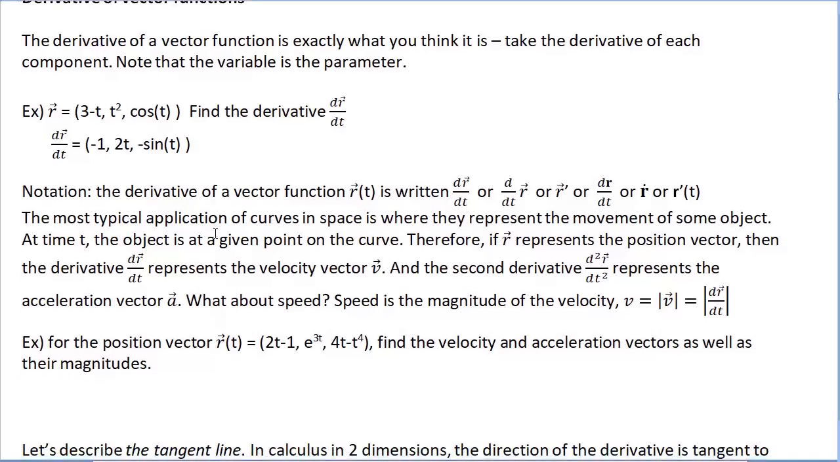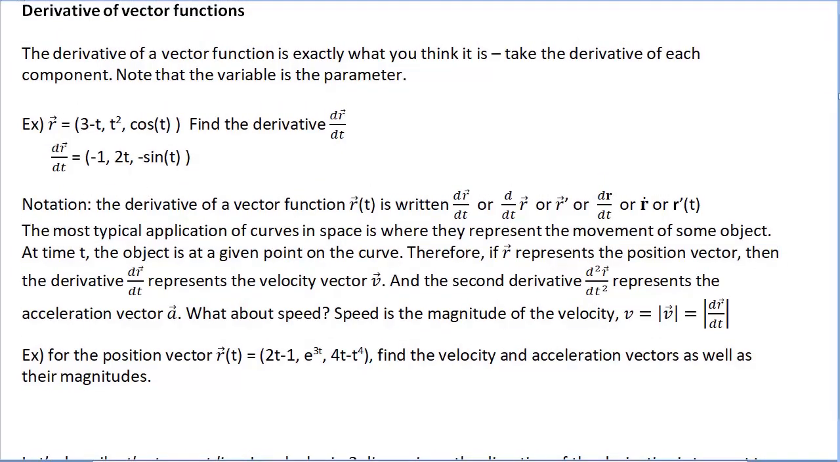For the position vector r of t equals 2t minus 1, comma, e to the 3t, comma, 4t minus t to the 4th, let's find the velocity and acceleration vectors as well as their magnitude. So let's do it. The velocity vector equals, taking the derivative one component at a time, 2, and then 3 e to the 3t, and then 4 minus 4t cubed.